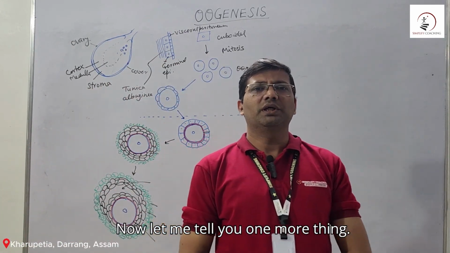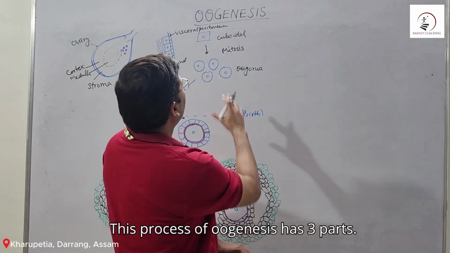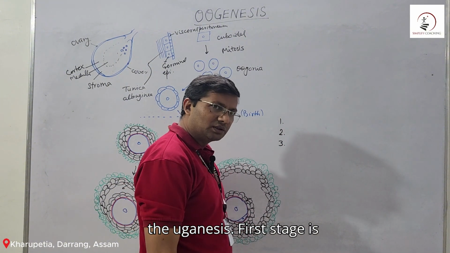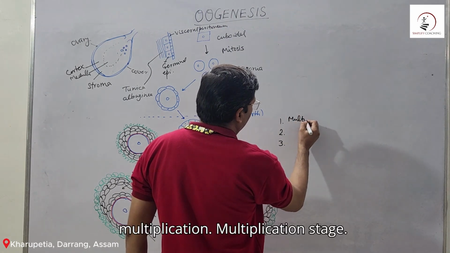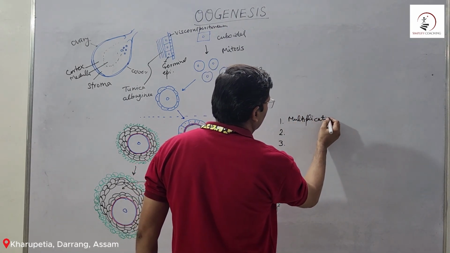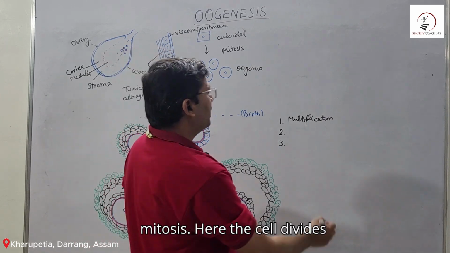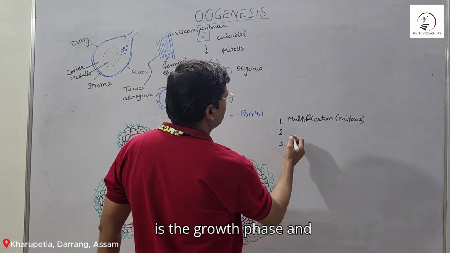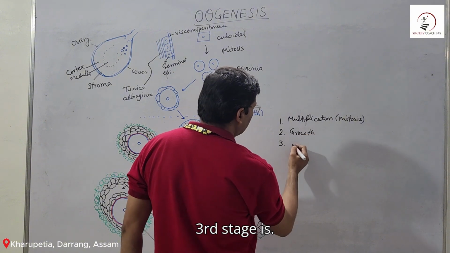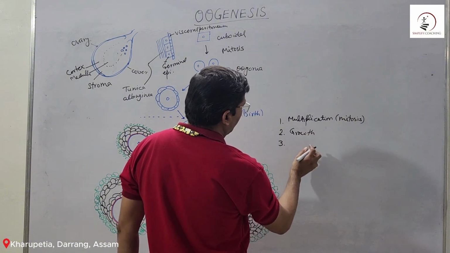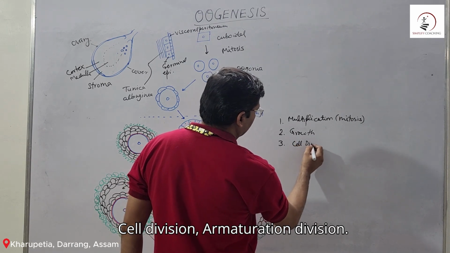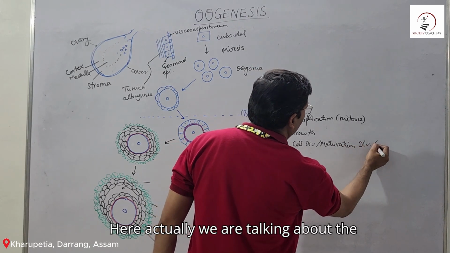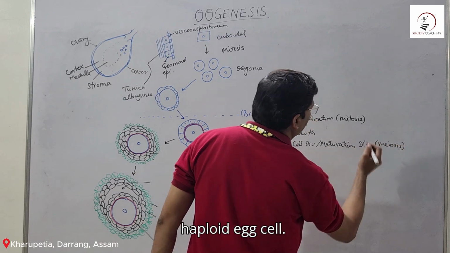Now let me tell you one more thing. This process of oogenesis has three parts, three stages or steps. The first stage is the multiplication stage, multiplication or mitosis. Here the cell divides and makes a lot of oogonia. The second stage is the growth phase, and the third stage is cell division or maturation division. Here we are talking about meiosis, which finally makes the haploid egg cell.